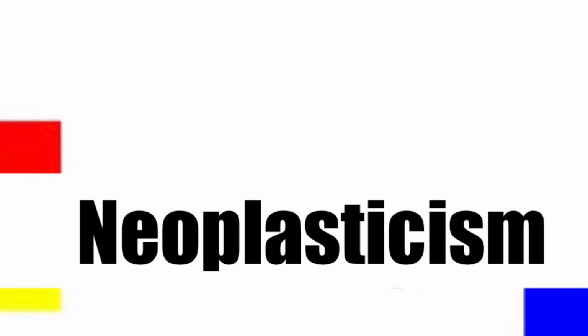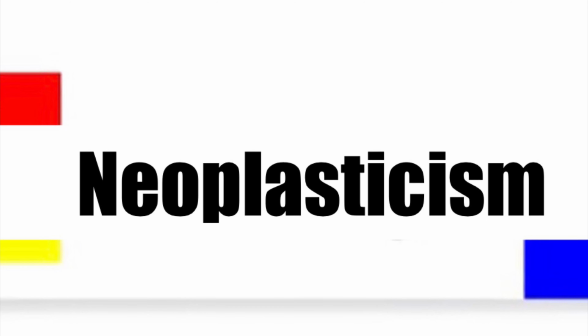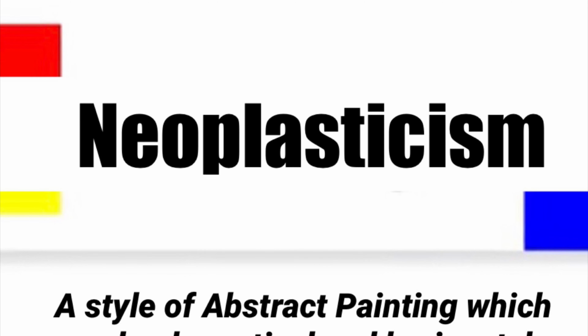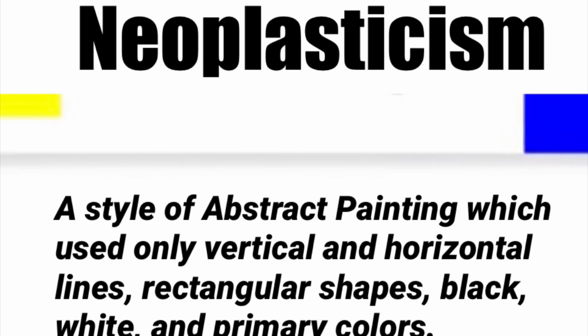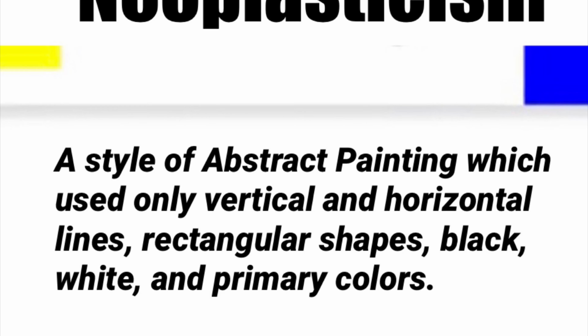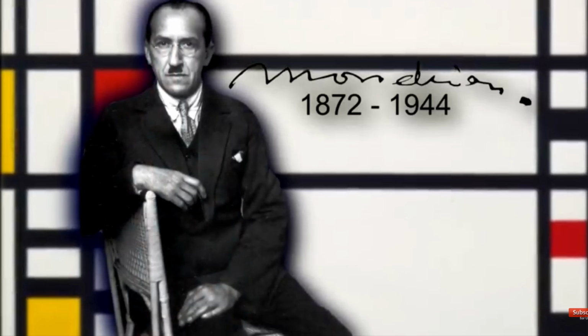De Stijl was also known as Neoplasticism. Neoplasticism was a style of abstract painting which used only vertical and horizontal lines, rectangular shapes in black, white, gray, and primary colors. Neoplasticism was developed by the very famous artist Piet Mondrian.